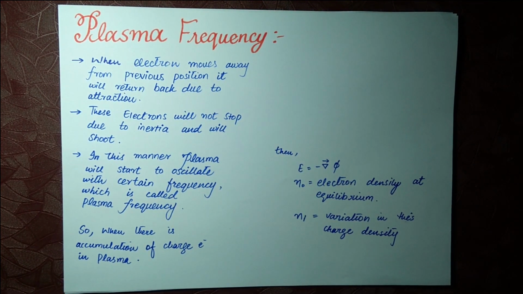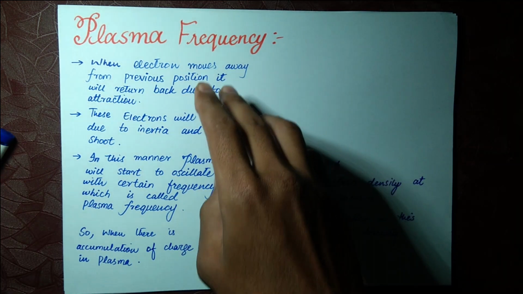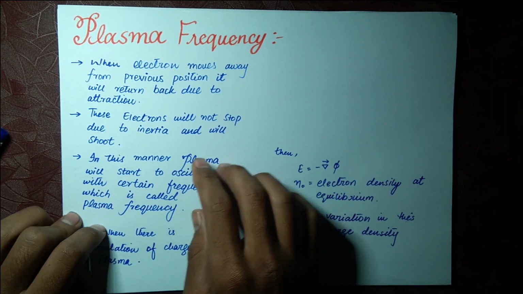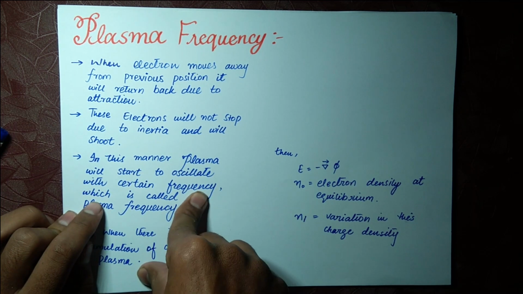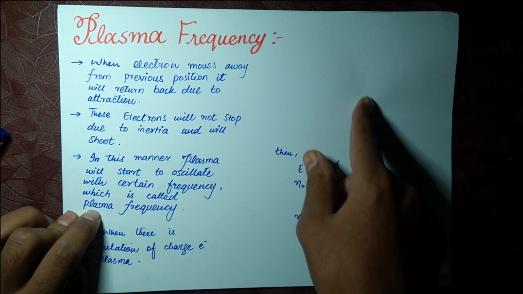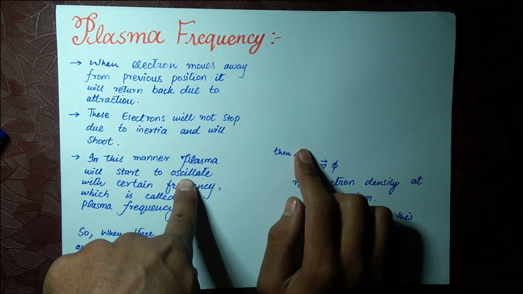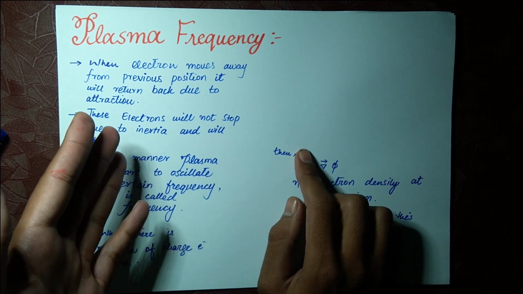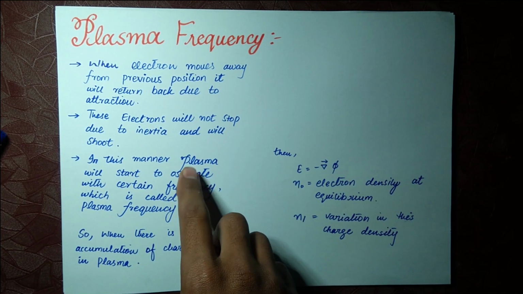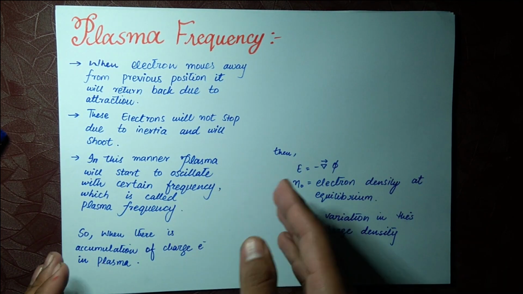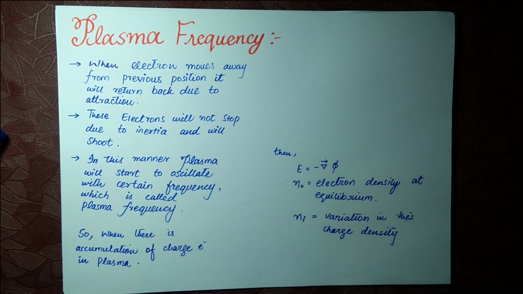So this was when the electron moves away; all these lines are written for that. In this manner, plasma will start to oscillate with a certain frequency. I already told you what frequency is and how frequency is related to an oscillation: when a system oscillates, it has some frequency, and that frequency is called the plasma frequency.